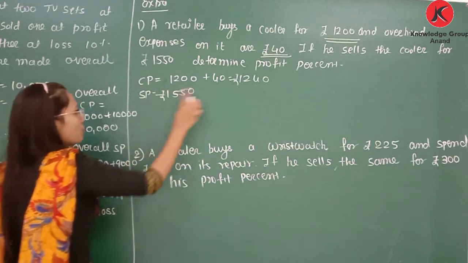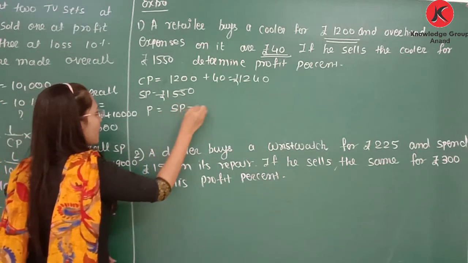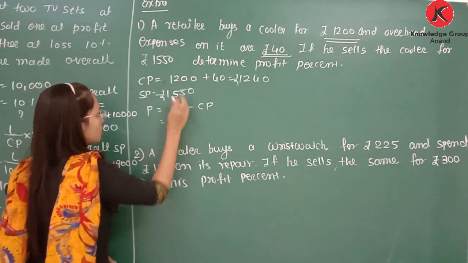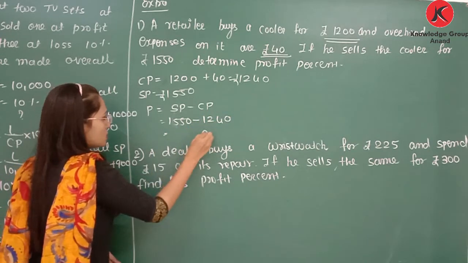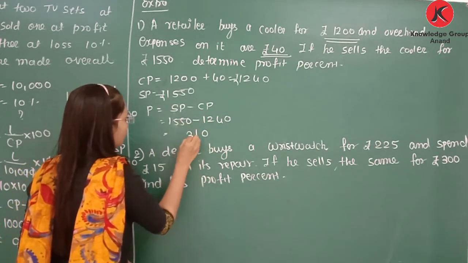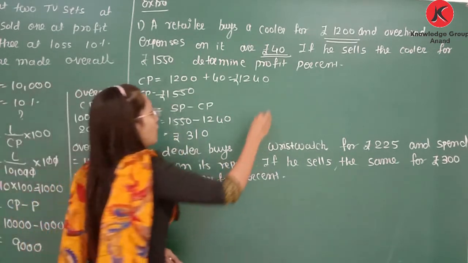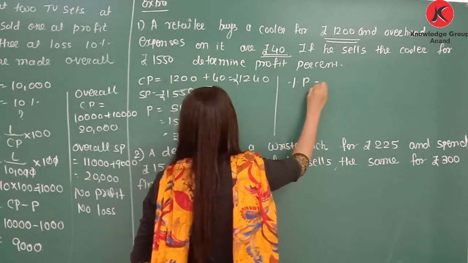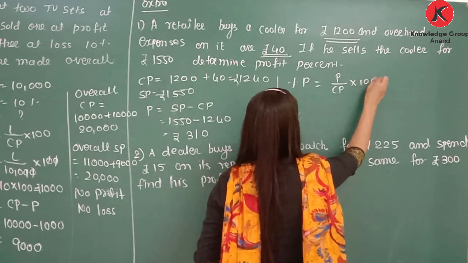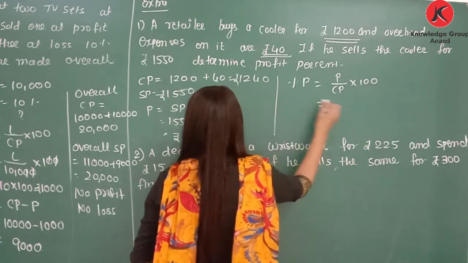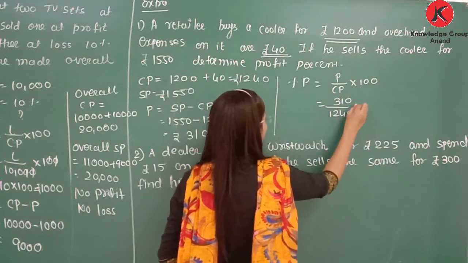Now you can see selling price is more than cost price. So profit is equal to SP minus CP, that is 1550 minus 1240, which is 310 rupees, that is a profit. Now we can find the percentage profit, which is equal to profit divided by CP into 100. So profit is 310, cost price is 1240, multiplied by 100.